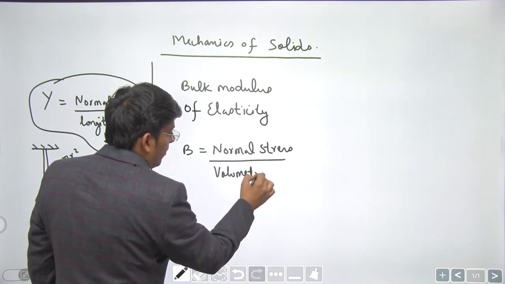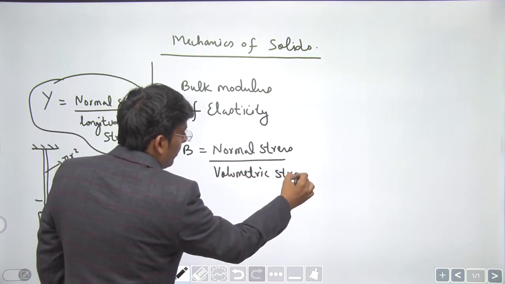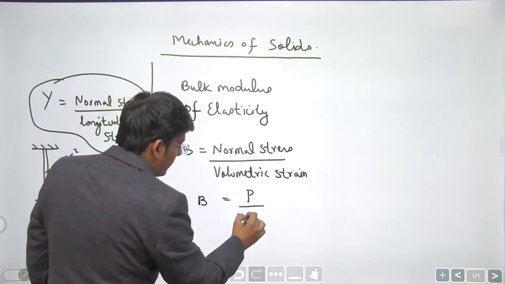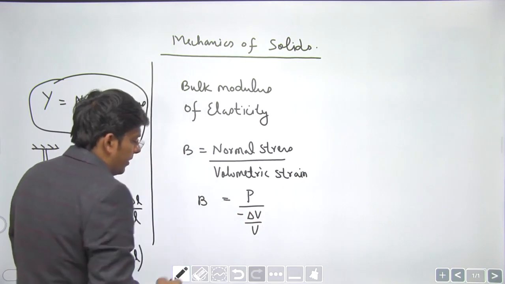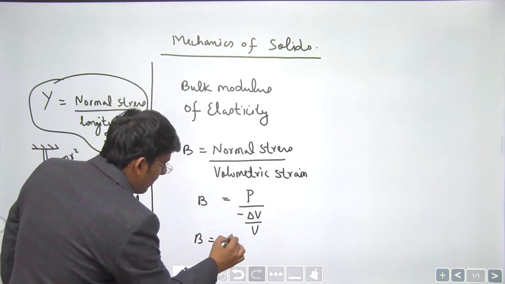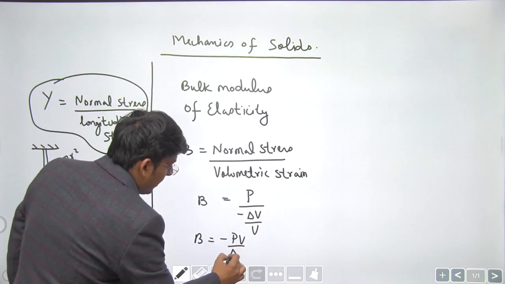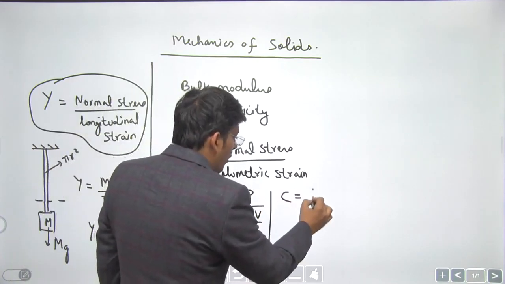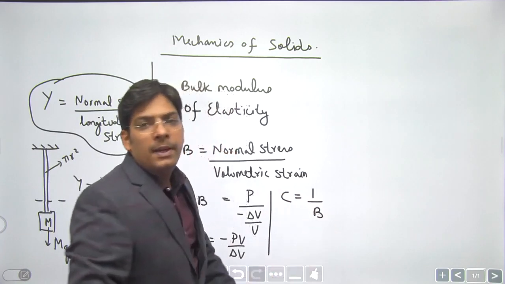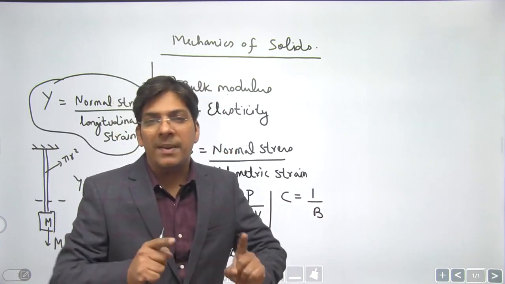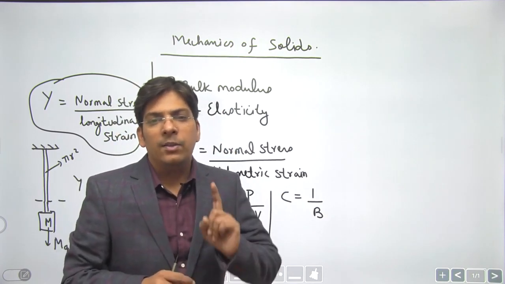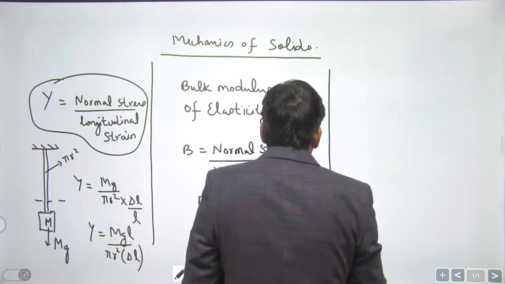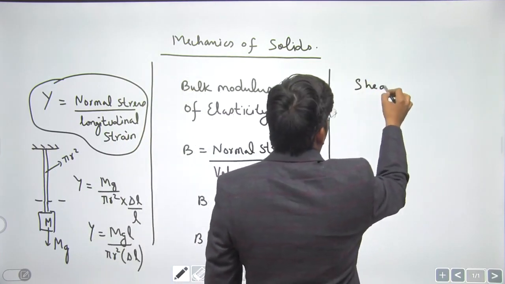Now normal stress is also called pressure and volumetric strain is minus delta V divided by V, dear students. So bulk modulus comes out to be minus PV divided by delta V. Keep in mind one important thing, that the reciprocal of bulk modulus is called compressibility. It is not called compressive, it is not called compressibility factor, right? It is called compressibility.